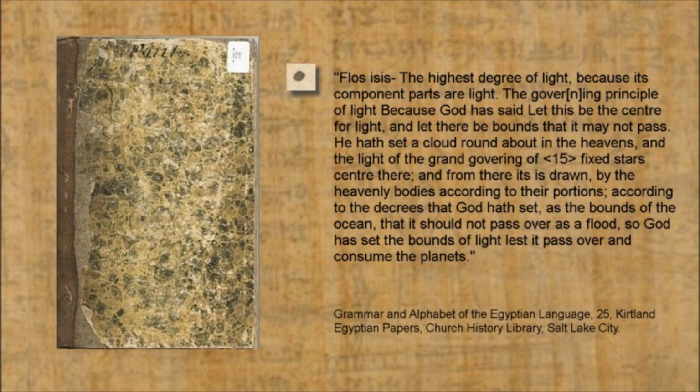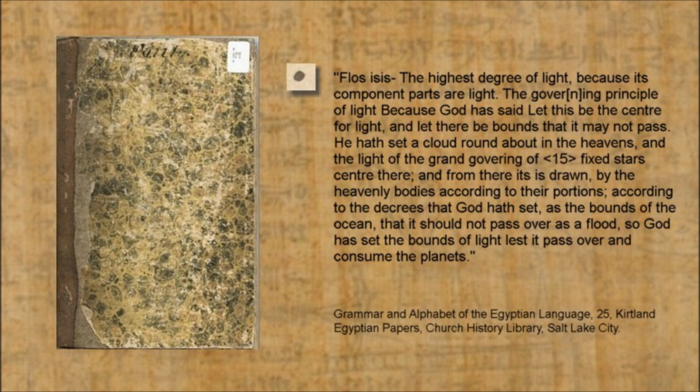Phlos Isis, the highest degree of light, because its component parts are light, the governing principle of light, because God has said, "Let this be the center for light, and let there be bounds, that it may not pass. He hath set a cloud round about in the heavens, and the light of the grand governing of 15 fixed stars center there, and from there it is drawn by the heavenly bodies according to their portions, according to the decrees that God hath set as the bounds of the ocean, that it should not pass over as a flood. So God has set the bounds of light, lest it pass over and consume the planets."